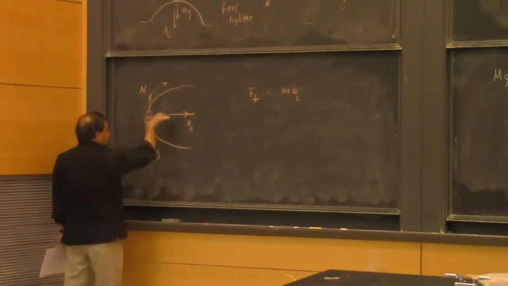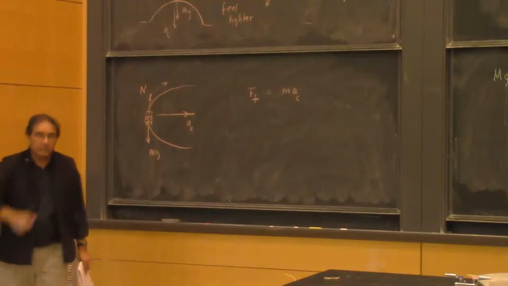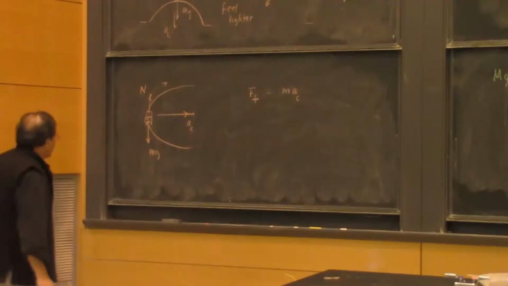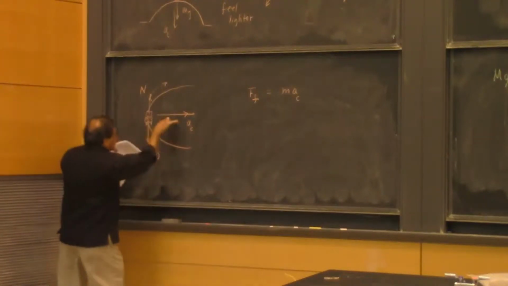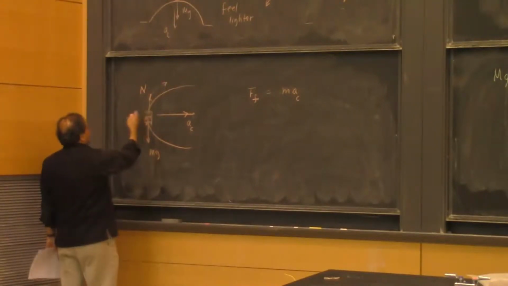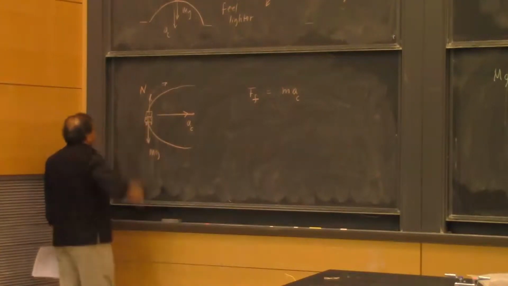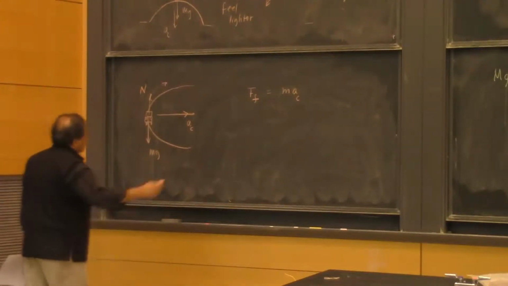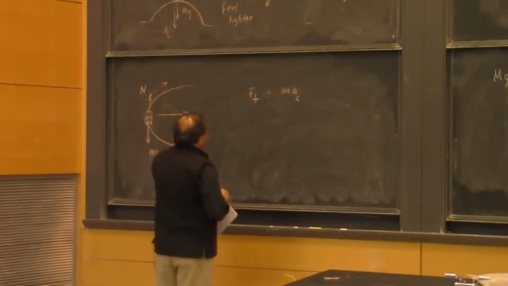So therefore the friction force is inward. It's trying not to slide out. It's trying to prevent motion in this direction. So friction force is going to oppose that. It's going to be inward.